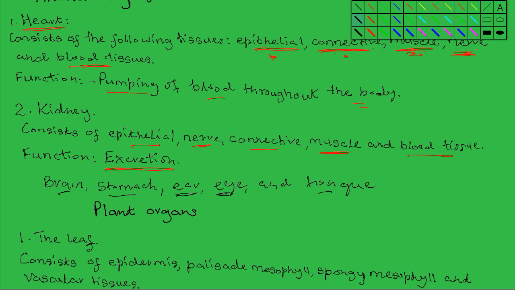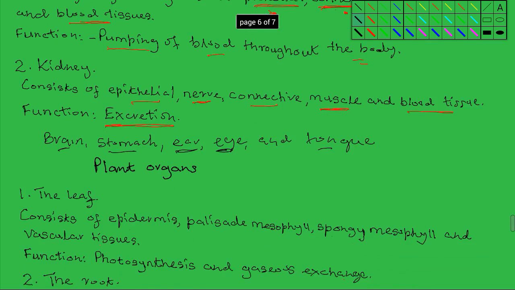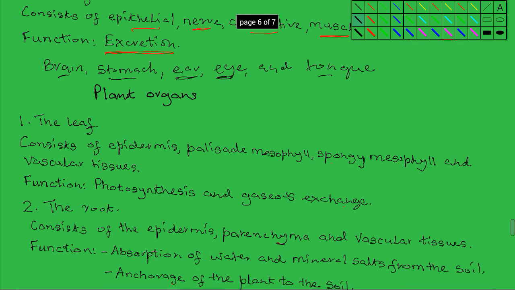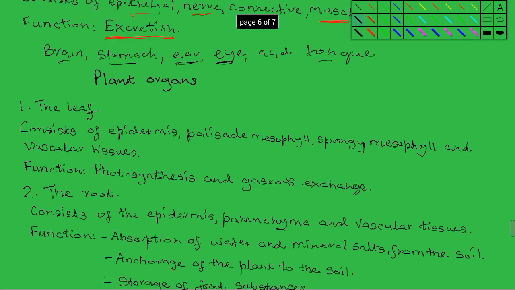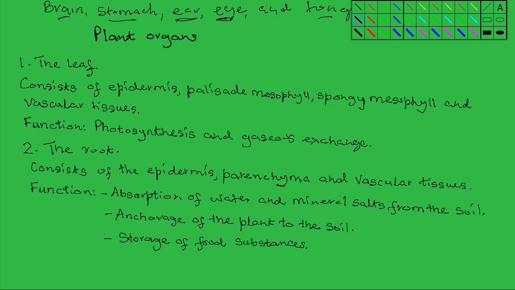Now, when it comes to plant organs, just like animals, plant organs also are made up of several types of tissues. We look at two examples of plant organs, and these include: 1. The leaf. The leaf consists of several tissues, namely the epidermis, forming the outermost cover, palisade mesophyll, whose cells contain many chloroplasts, spongy mesophyll, whose cells have irregular shape and thereby creating air spaces within this tissue, and these air spaces facilitate free movement of gases and diffusion.